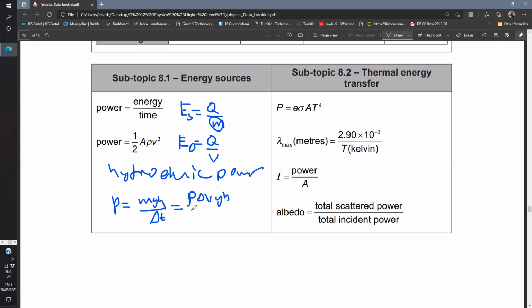And then this will produce rho Q g h. So Q is basically equal to the energy times that.